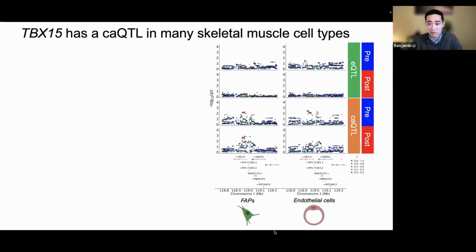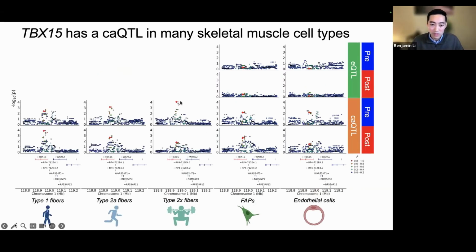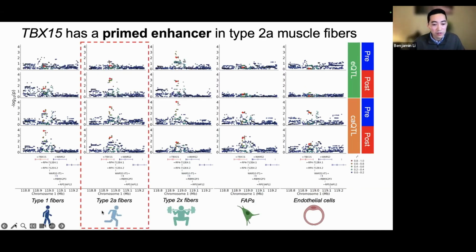And this is an example of a primed enhancer element that we see in our data for TBX15, which is a transcription factor. You can see that there is this chromatin accessibility, or the CAQTL signal, that is present in FAPs, endothelial cells, as well as many other cell types in skeletal muscle. But there's only an EQTL, and I'll focus here on the type 2A intermediate fibers, or a stronger EQTL here in the post-clamp track. So it's a CAQTL under both basal and stimulated conditions, but only an EQTL in that disease-relevant stimulated context. So this could be a primed enhancer element for TBX15.